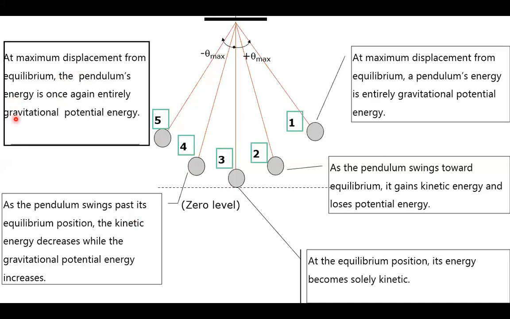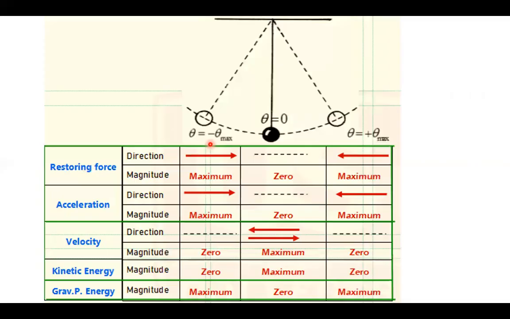The pendulum's energy is once again entirely gravitational potential energy. In the first position, it is completely gravitational potential; in the middle position, both potential and kinetic energy exist. But the sum of these two energies is always constant, which is known as mechanical energy. And in fact, this table is the same as for simple harmonic motion in the mass spring system and the simple pendulum. Only instead of elastic potential energy, we have gravitational potential energy here.